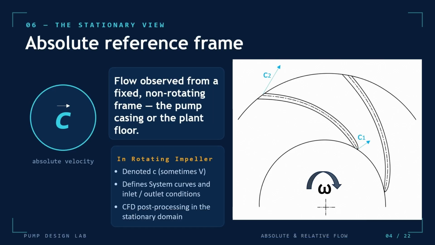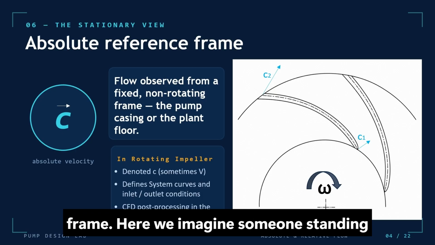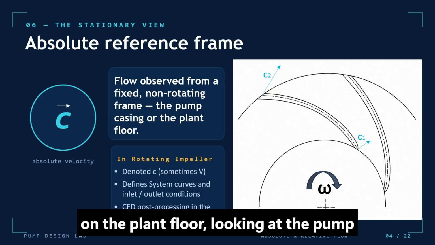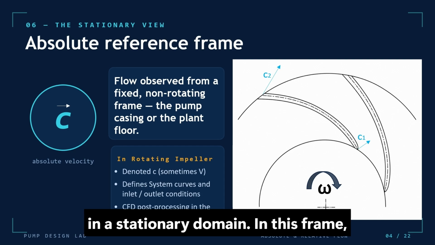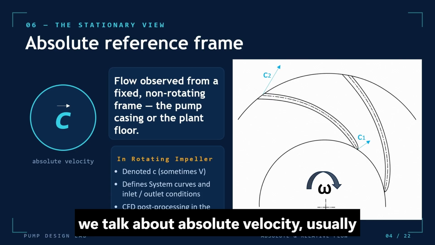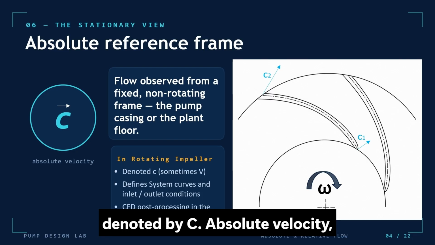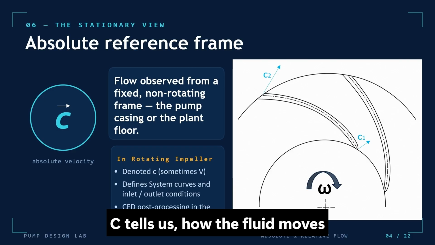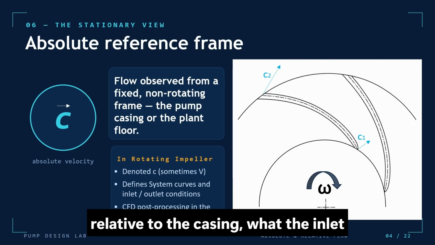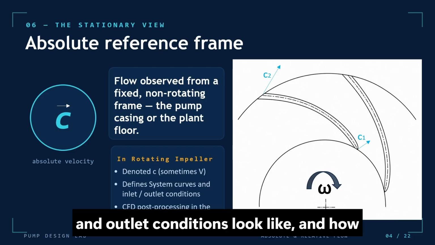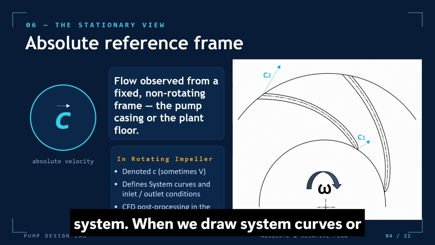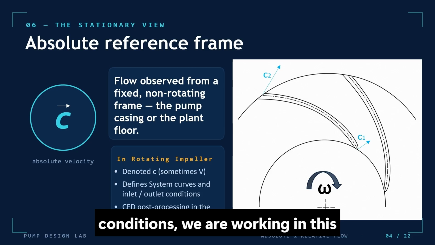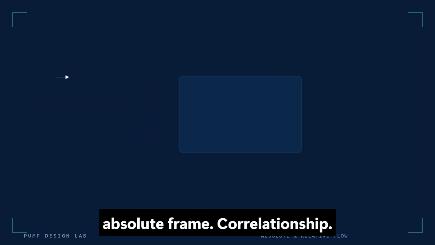Absolute reference frame. Let's start with the absolute reference frame. Here we imagine someone standing on the plant floor, looking at the pump from outside, or a CFD model built in a stationary domain. In this frame, we talk about absolute velocity, usually denoted by C. Absolute velocity, C, tells us how the fluid moves relative to the casing, what the inlet and outlet conditions look like, and how the fluid interacts with the piping system. When we draw system curves or think about suction and discharge conditions, we are working in this absolute frame.